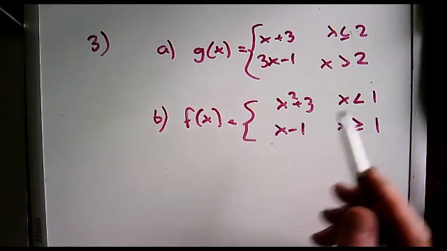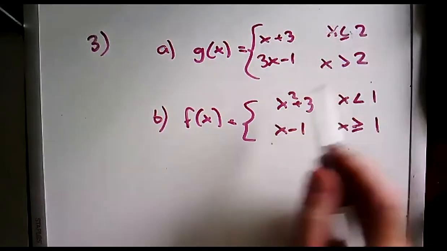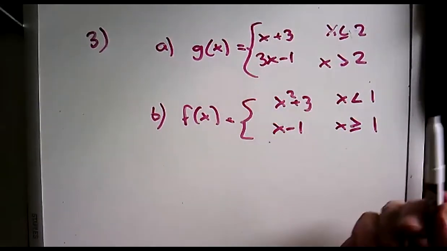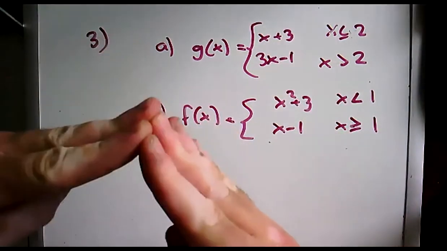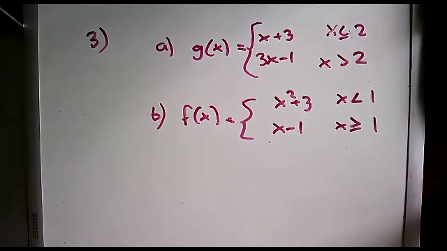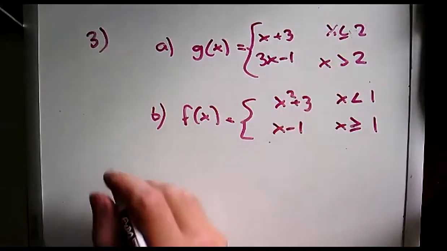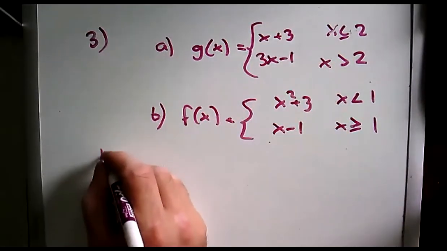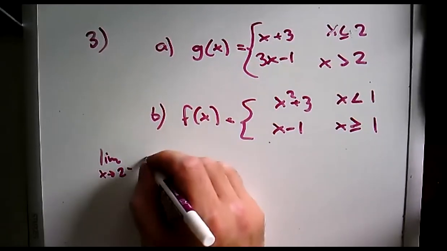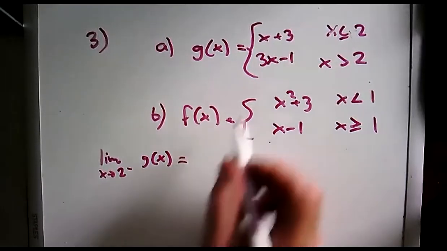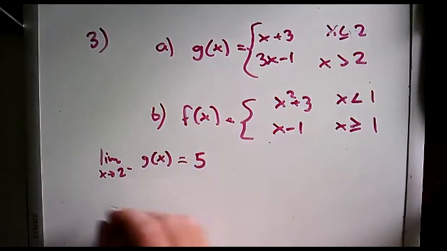So for problem A, I have the line x plus 3 for values of x less than or equal to 2, and 3x minus 1, which is also a line, for values of x greater than 2. What I want to do is make sure that those two lines actually meet up and are continuous at x equals 2. So to do that, I'll take the left-hand limit. The limit as x approaches 2 from the left of g of x, we'll use our first definition, x plus 3, and letting x equal 2, we get the value of 5.